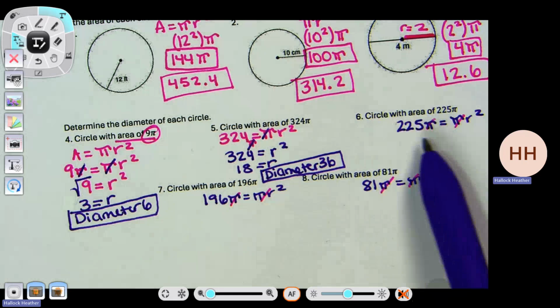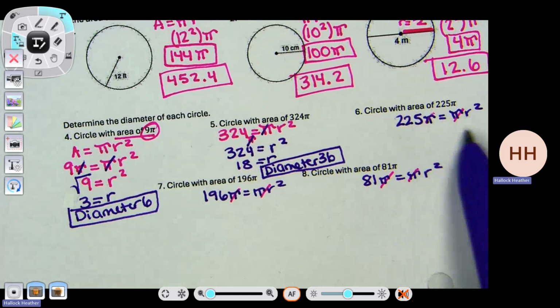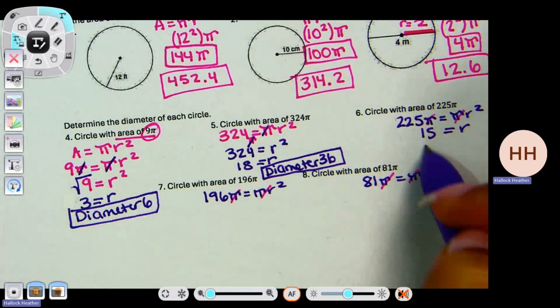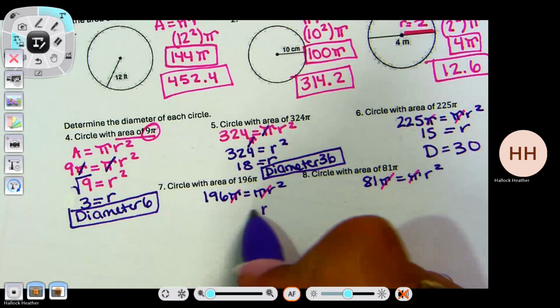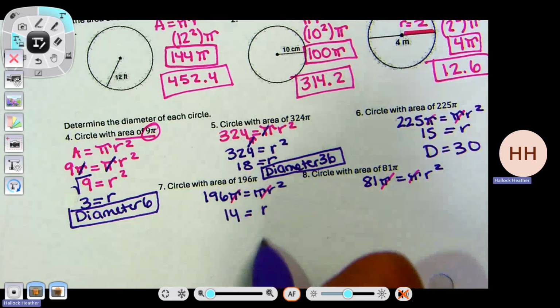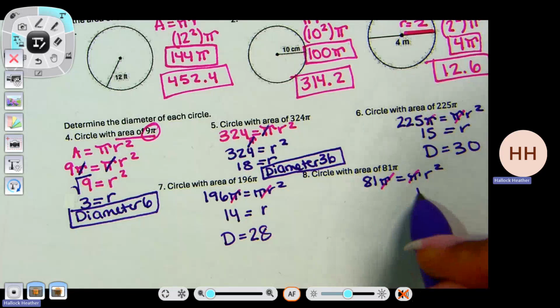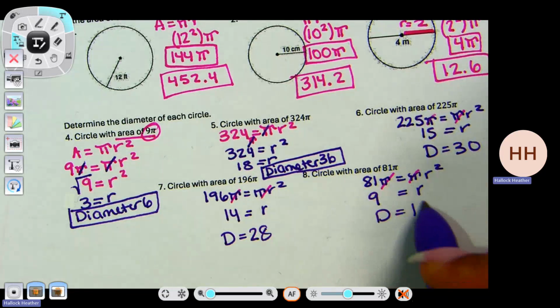Okay, so for 6, what's your radius? R is 15, so what's my diameter? Diameter is 30. This one, what's my radius? 14, so what's my diameter? 28. And my radius for this one is 9, so the diameter is 18.